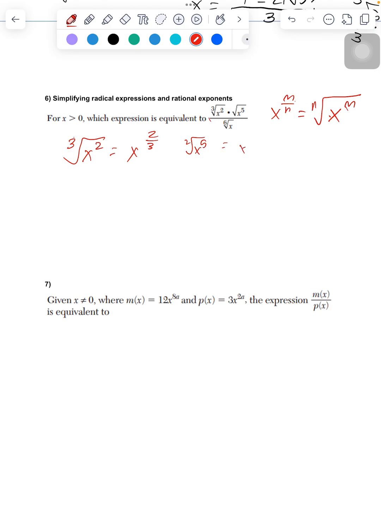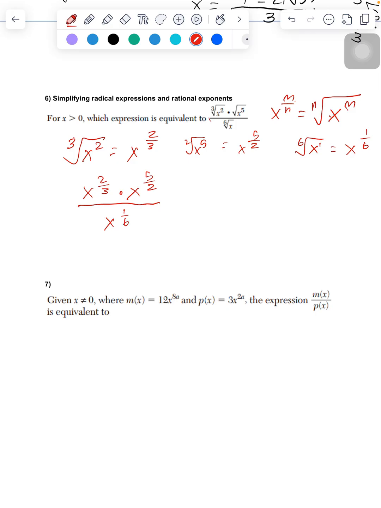So this is going to be x to the 5 over 2. And this one, I have the 6th root of x, right? So I don't see a power here, so this is technically x to the 1 power. So this is going to be x to the 1 over 6. All right, so let's multiply all of that. Okay, so I'm going to have x to the 2 over 3, I converted everything, times x to the 5 over 2 over x to the 1 over 6.